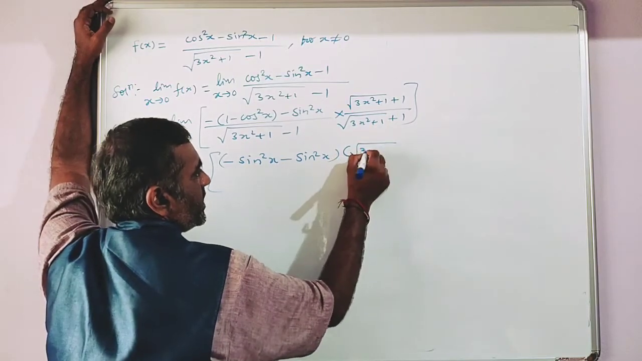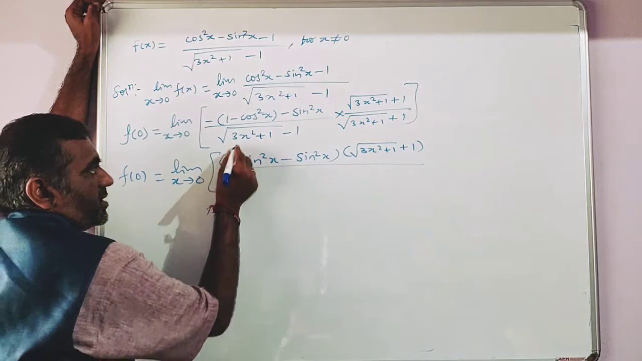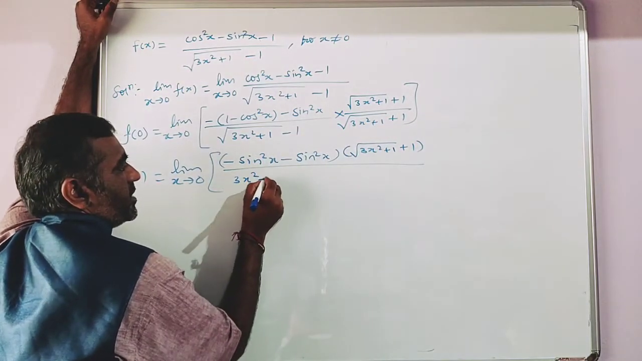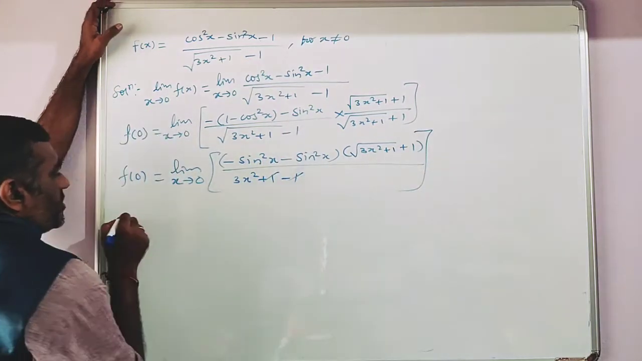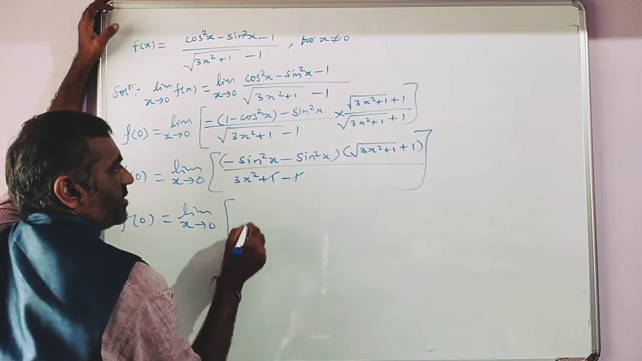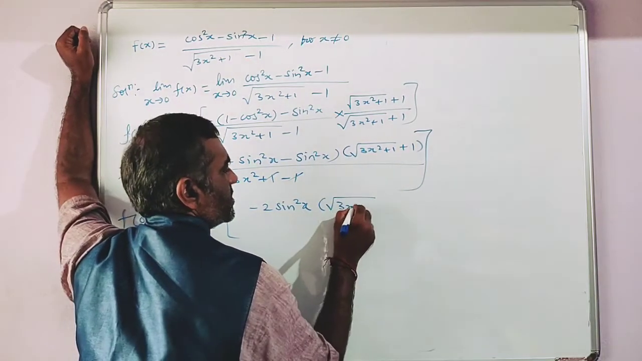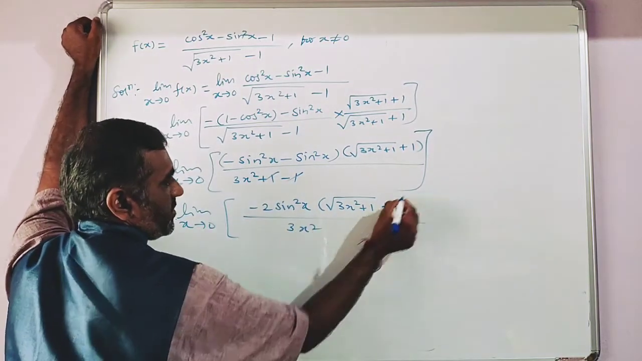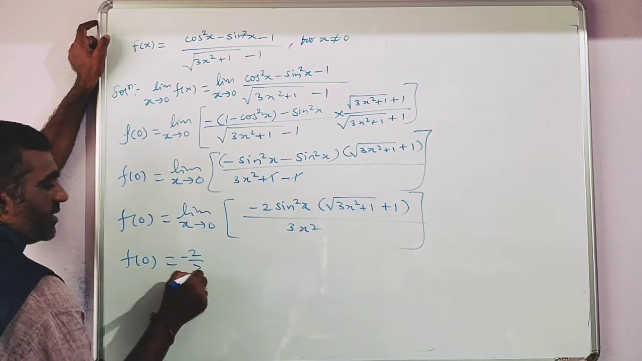In the second bracket, square root of 3x square plus 1 plus 1, whole divided by the square of root of 3x square plus 1 minus 1 squared, which is 3x square plus 1 minus 1, and the plus 1 and minus 1 get cancelled, conjugate pair. Limit as x tends to 0 again: minus 2 times sin square x into square root of 3x square plus 1 whole bracket square divided by 3x square. Now take out common minus 2 by 3. F of 0 is equal to minus 2 by 3.